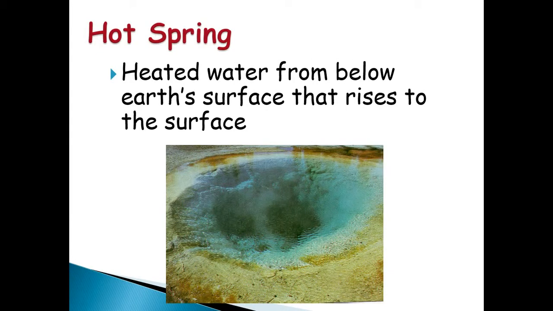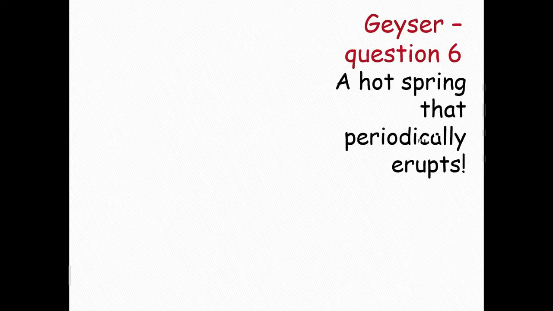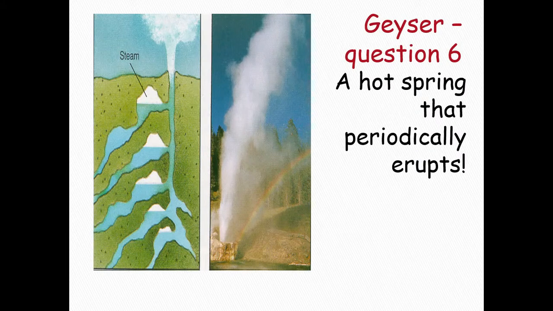A hot spring is another form of water. This is heated water from below the Earth's surface that rises up to the surface. It's heated because somewhere in there it's close to some magma underneath the surface, which heats up the water. And finally, a geyser is a hot spring that periodically erupts. It's similar to an artesian well, but a geyser is hot water and an artesian well would be cold water.